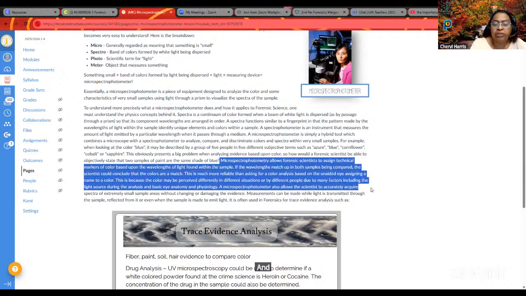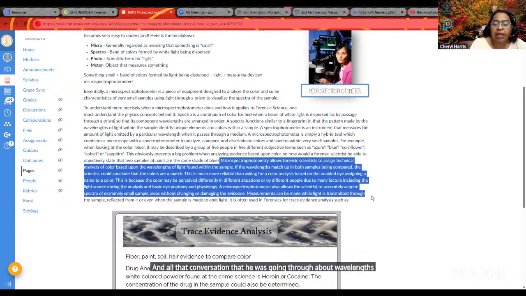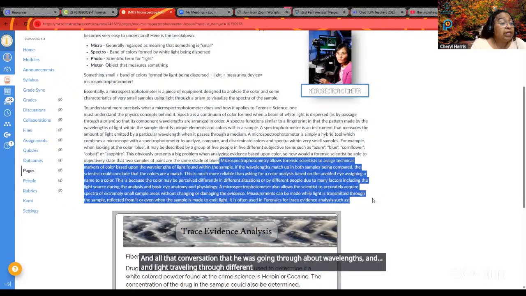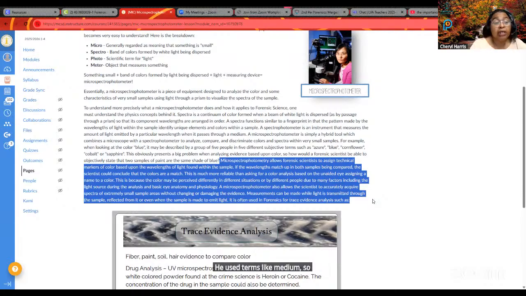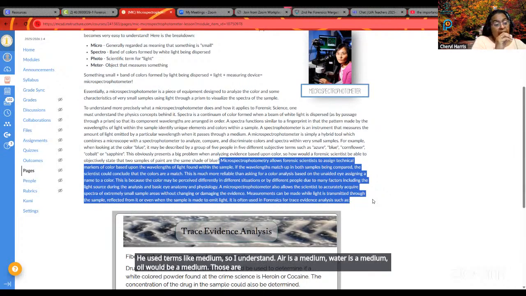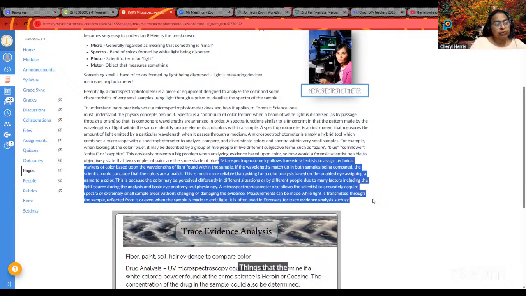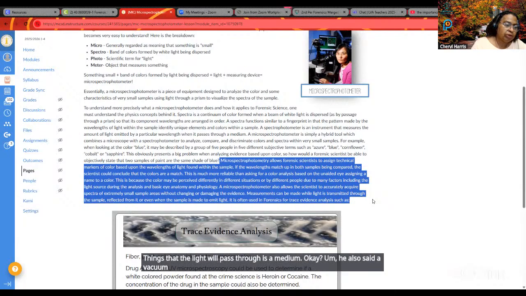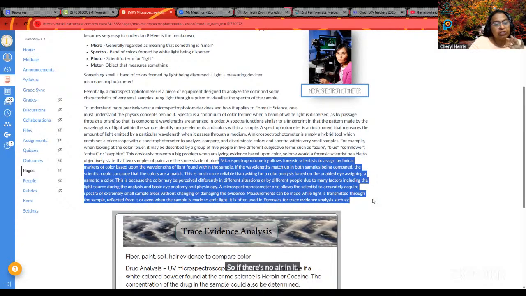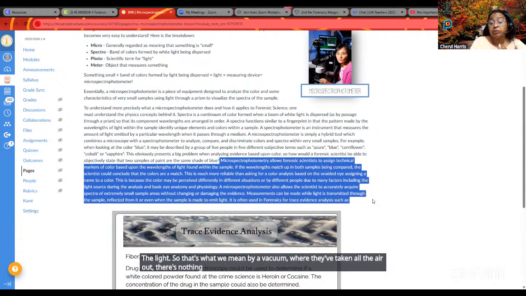And all that conversation that he was going through about wavelengths and light traveling through different mediums. And again, he used terms like medium. So understand, air is a medium, water is a medium, oil would be a medium. Those are different things that the light will pass through. Okay. He also said a vacuum, and we don't mean a vacuum cleaner. We mean a space that has no air in it. So if there's no air in it, there's nothing to diffract, which is to bend the light. So that's what we mean by a vacuum, where they've taken all the air out. There's nothing to disturb the matter as it travels through that object.